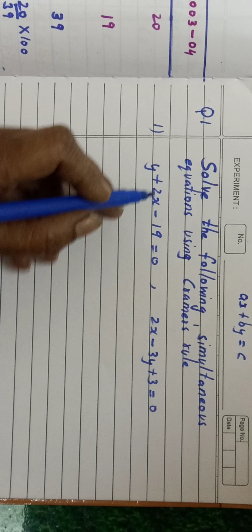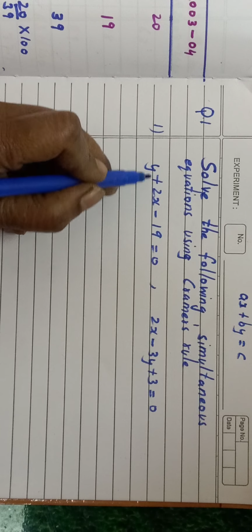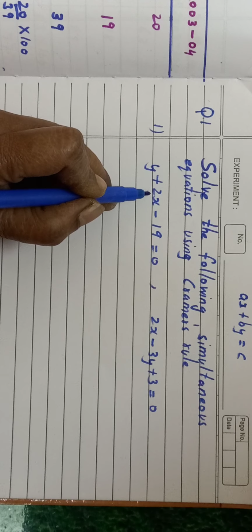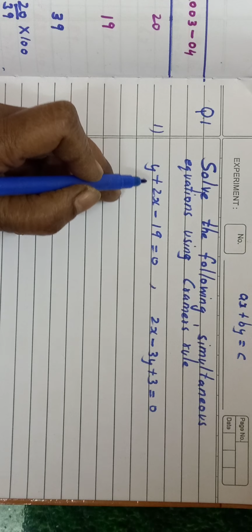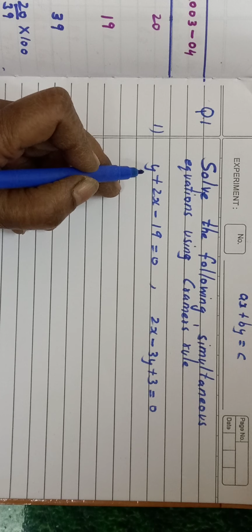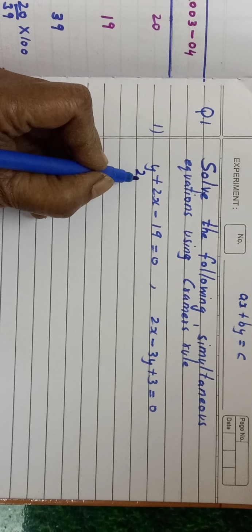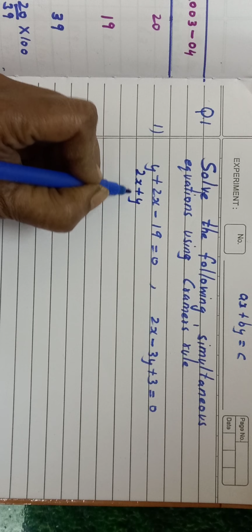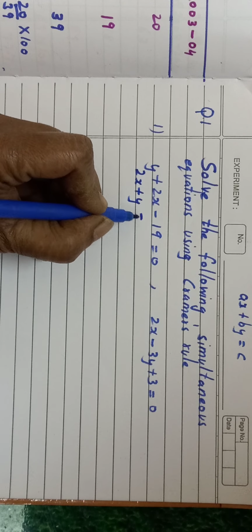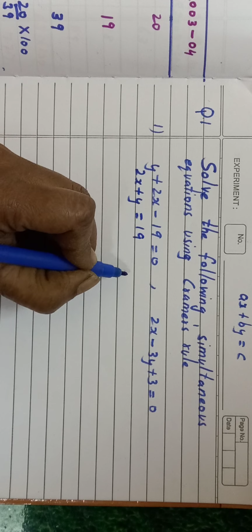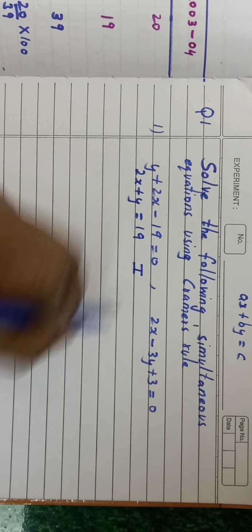And when we are writing it, first x comes and then y. So this part, y and plus 2x, are on the LHS. We are just rearranging them, not changing the sides. So it will be 2x plus y. This minus 19 I am taking to the RHS, and it will become plus 19. Okay, so this is my first equation.